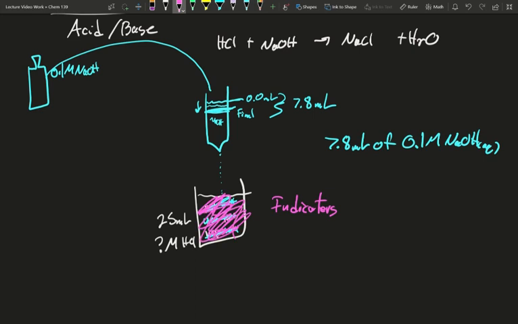And so literally in the span of adding a single drop, going from 7.75 milliliters, one more drop falls, and we go down to 7.80 milliliters.